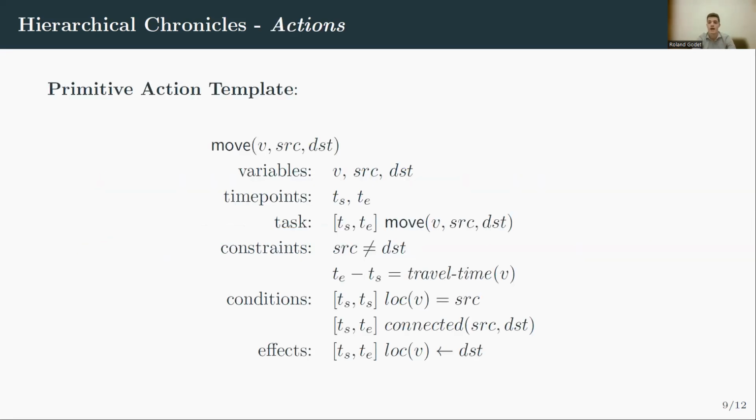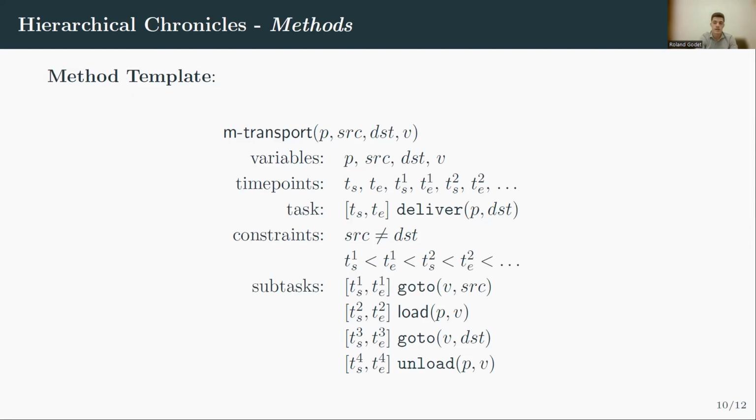So for example, we will have some primitive action Chronicles, like the move from before, and we just add 1 attribute, the task attribute, which is the Chronicle itself, because the primitive action is independent, it is doing itself. This primitive action has a list of effects, but there are no subtasks for this kind of Chronicle. On the other hand, we have method Chronicles.